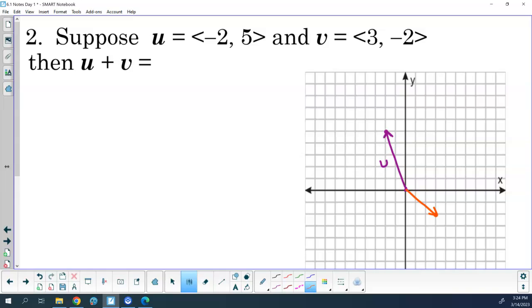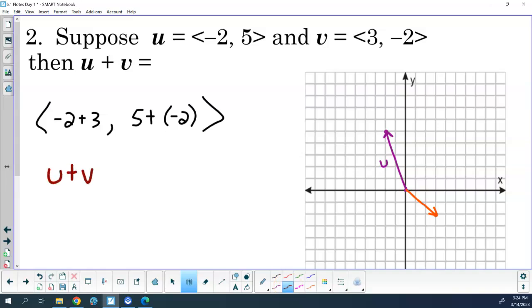Now we can do this in one of two ways. The first way is we can just simply add the two component forms of these vectors. So we would have -2 plus 3 and 5 plus -2. So u plus v then would be -2 plus 3 is 1. 5 plus -2 is 3. So the component form of the vector u plus v would be 1, 3.